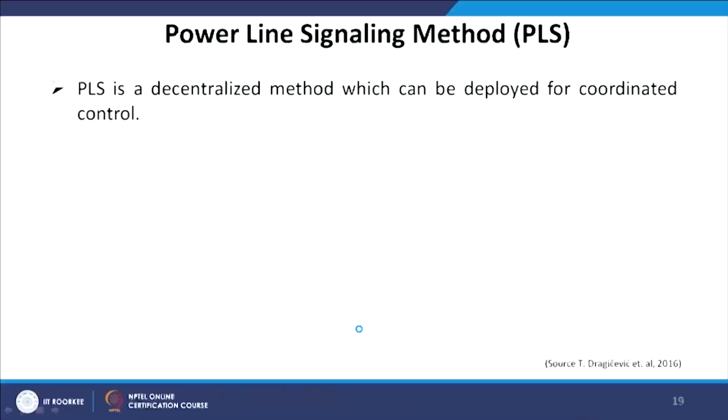Now, let us concentrate on the power line signaling method, so-called PLS, which is very interesting. When we talk about the power line signaling method for DC microgrid, I do not see anything very special here compared to our old existing power line control approach. I mean, the communication link is being used for our AC grid, but for DC grid it is slightly different, wherein PLS is a decentralized method which can be deployed for coordinated control.